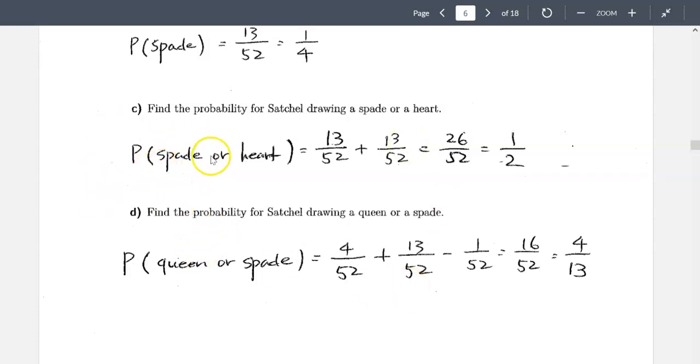All right, so you need to be careful with these two events. When you talk about "or", you have to consider: are the two events mutually exclusive? That means they don't overlap at all. Or they're not mutually exclusive. If they are not mutually exclusive, you need to subtract what they have in common. In other words, the intersect, thinking of the sets. What do the queen and spade intersect in? There's only one member in there, right? Queen of spade.